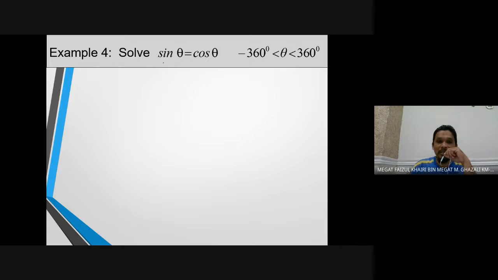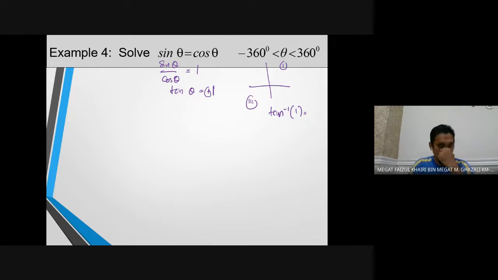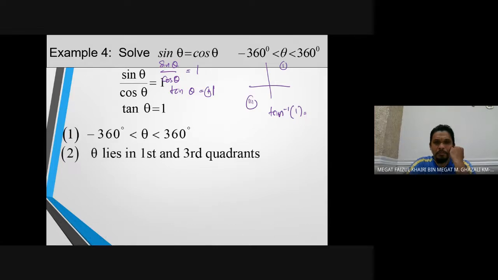Okay, for this one, it's just like sine theta divided by cos theta equal to 1. Sine over cos is tangent theta equal to 1. So positive. Tangent positive lies in the first and third quadrant. Arctangent of 1 equal to... Okay, so it lies in the first and the third quadrant.